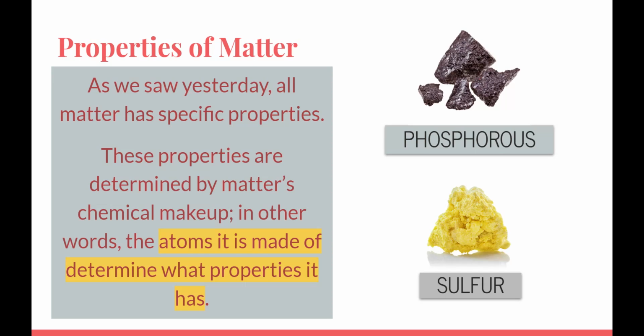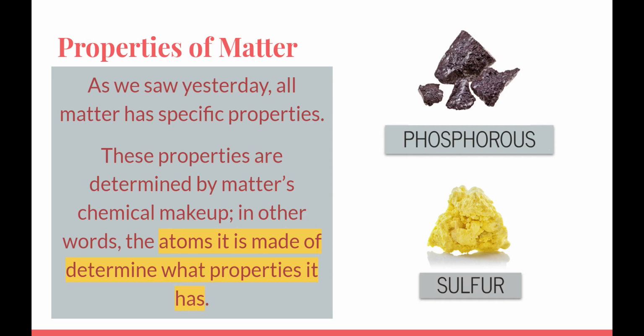So let's talk a little bit about properties of matter. Yesterday, we saw that all matter has specific properties, and those properties are completely dependent upon the atoms that make it up. That's what I mean by chemical makeup here. The two examples that we looked at yesterday were phosphorus and sulfur. Some properties of phosphorus are that it's reddish-brown, it's a solid at room temperature. Some properties of sulfur are that it has a very strong odor and it's bright yellow.